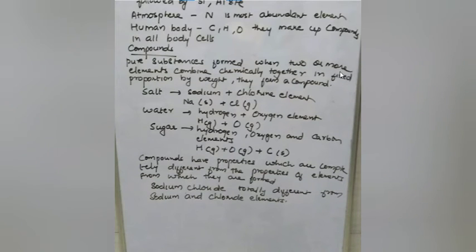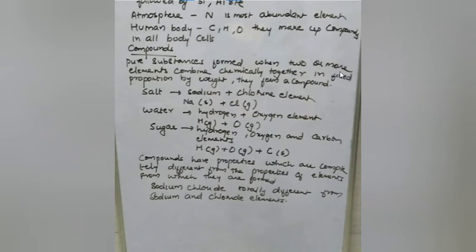Compounds. What are compounds? Pure substances formed when two or more elements combine together. An element is a pure substance made up of only one substance, whereas a compound is formed by the combination of one or more elements chemically together in fixed proportion. They are not gathered as such. They are formed in fixed proportion by weight. There are certain examples given here. So we have to learn that a compound is a pure substance.